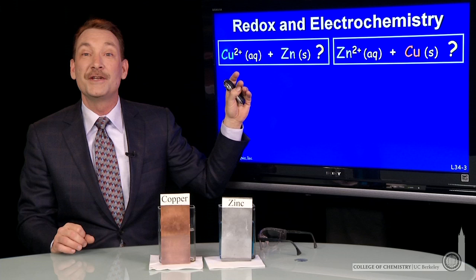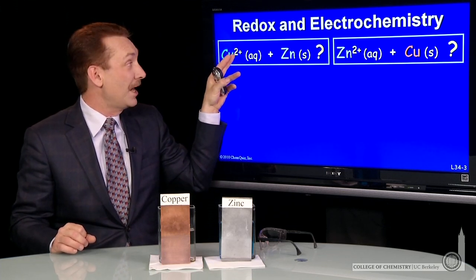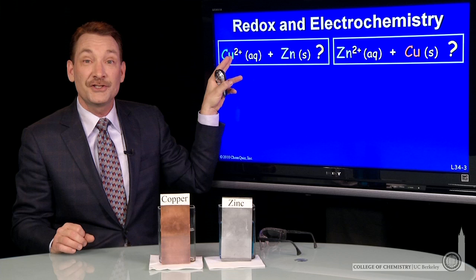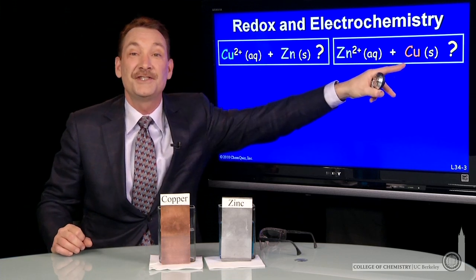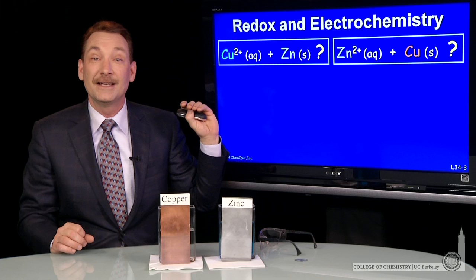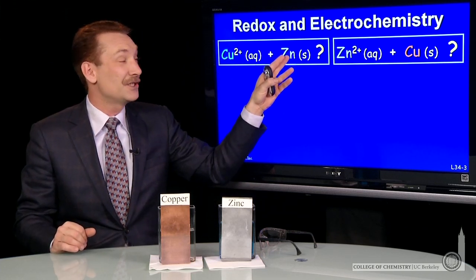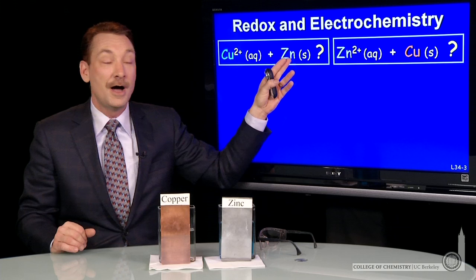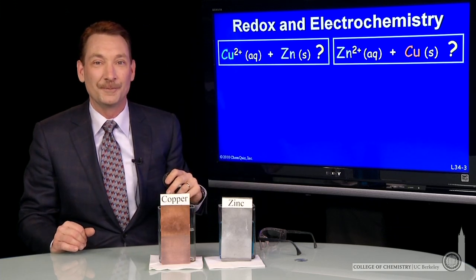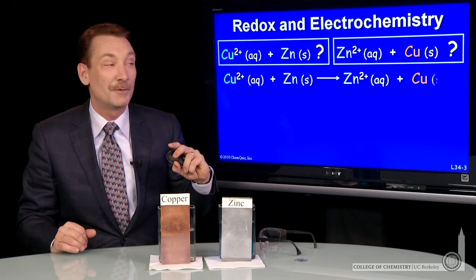If it did, that would be a reduction. The copper ions would go from oxidation number +2 down to 0, a reduction in the oxidation number. Zinc would be oxidized in that process. Its oxidation number would go from 0, increasing to +2. And it turns out that's the spontaneous direction for this chemical reaction.